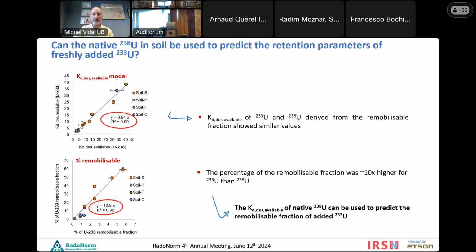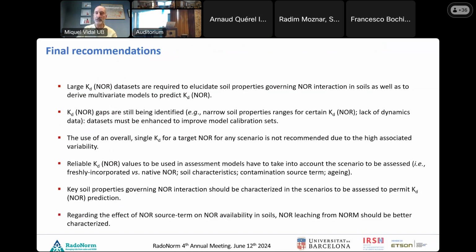So just to finish, just simple messages that are very obvious, but I like to finish with these kinds of recommendations. On one side, we need large data sets in order to elucidate the soil properties governing NORM interaction, and then eventually derive models to predict KD. Although we have been able to enlarge the data sets for radium, polonium, and uranium, there are still some gaps that have been identified.